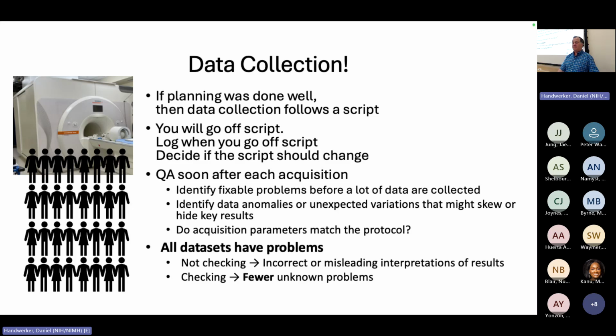And again, the main message from quality assurance is that all data sets have problems. If you're not checking, you might be missing something. If you're checking, you're going to have fewer unknown problems. There will still be problems, but fewer that are unknown.